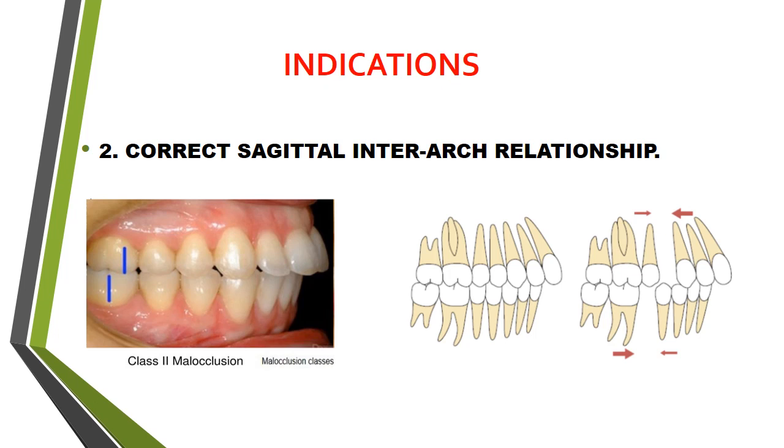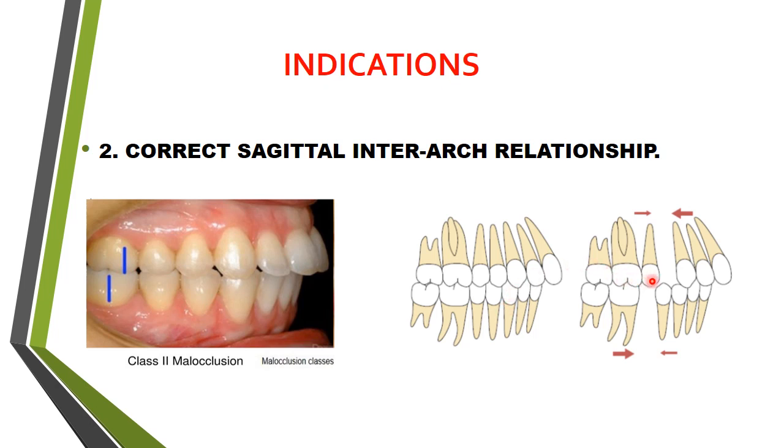In those cases, when we don't have to align the lower arch, it is preferable to extract only in the upper arch. The case will be finished by having a class 1 incisor relationship but a class 2 molar relationship. In other cases, when there is crowding in the lower arch and we need to align it, we will have to extract in the lower arch. But the decision of extraction will also depend on the amount of space that is required. If we need a great amount of space, we have to extract the lower 4. But if the space required is less than severe, like moderate, the extraction procedure will go as follows.